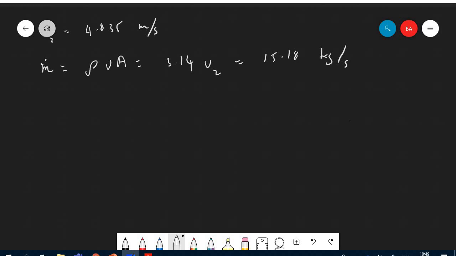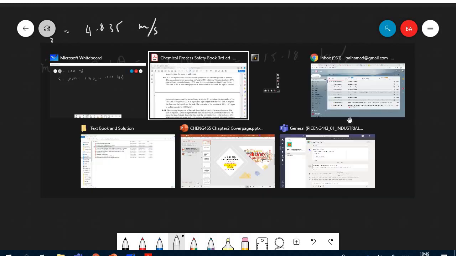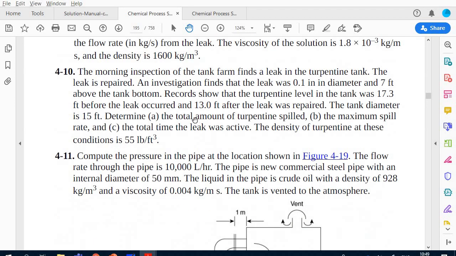Okay, great. So now let's go to 4.10. What does 4.10 tell us? 4.10: the morning inspection of the tank farm finds a leak in the turpentine tank. The leak is repaired. Okay, so we repaired it.